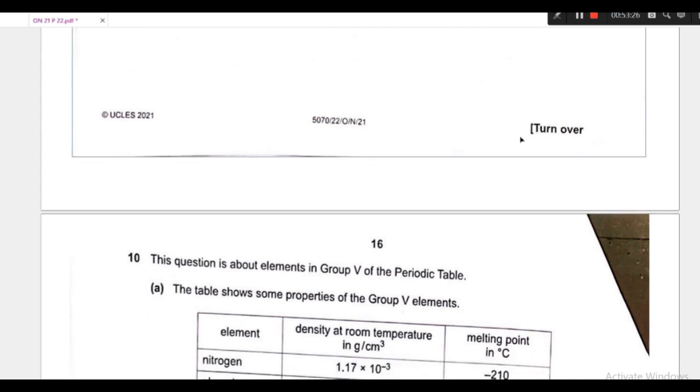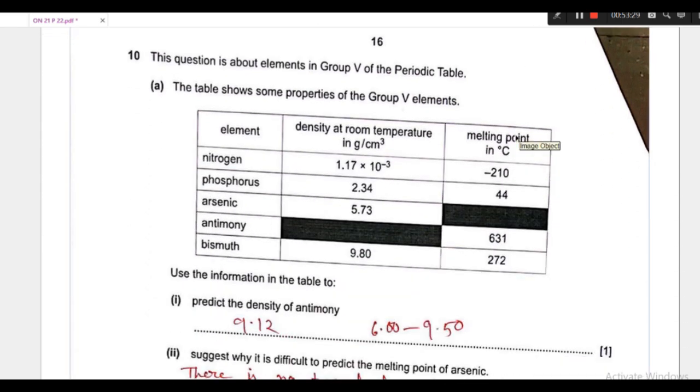Now next, number 10. This question is about elements of group 5. Their element names: nitrogen, phosphorus, arsenic, antimony, bismuth. This is a group 5 element. Density is given. Density increases, and melting point increases, again decreases. This is not a regular trend.